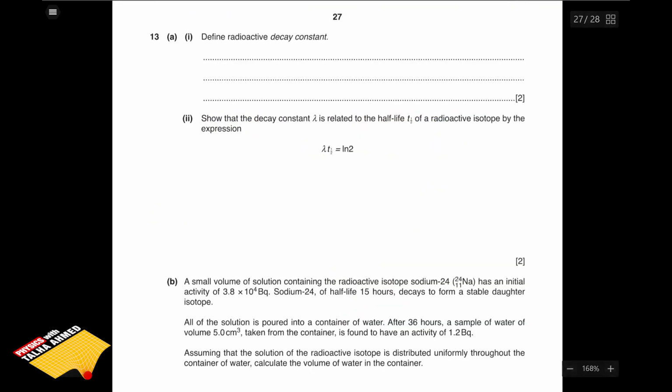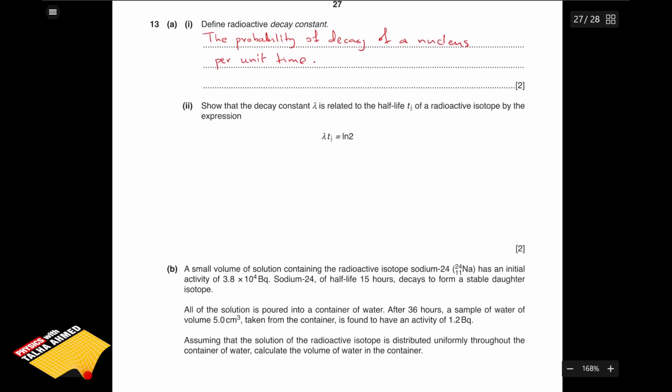All right, we are on to the last question, question number 13. This will focus on nuclear physics. First part says to define the radioactive decay constant, which is basically lambda. You should remember that it has the symbol lambda. And this is just the probability of decay of a nucleus divided by the time. So it's the probability of decay of a nucleus per unit time.